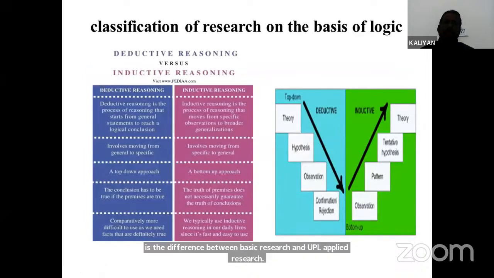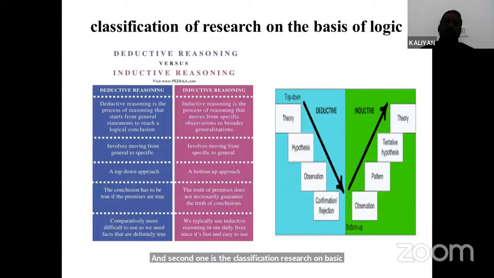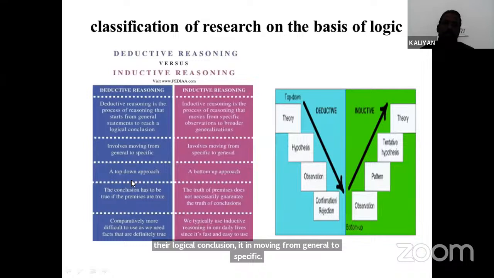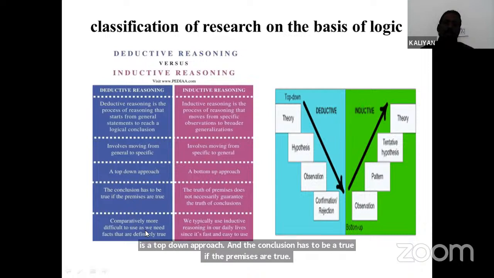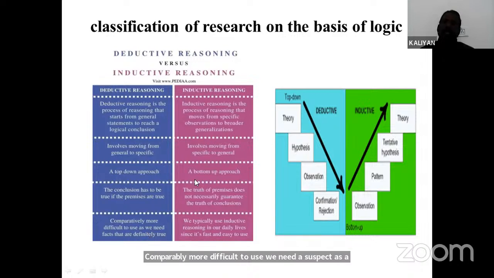And second is the classification of research on the basis of logic. There are two types: inductive reasoning and deductive reasoning. Deductive reasoning means the process starts from general statements to reach a logical conclusion. It involves moving from general to specific. It is a top-down approach, and the conclusion has to be true if the premises are true. It is comparably more difficult to use, as we need facts that are definitely true. And inductive reasoning is the process of reasoning that moves from specific observation to broader generalization. So deductive means general to specific, inductive means particular to general.